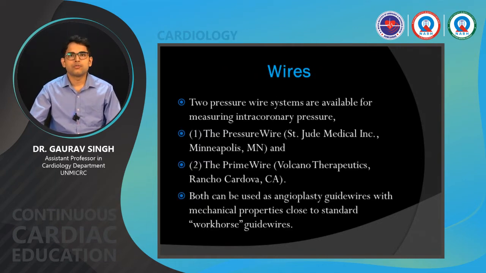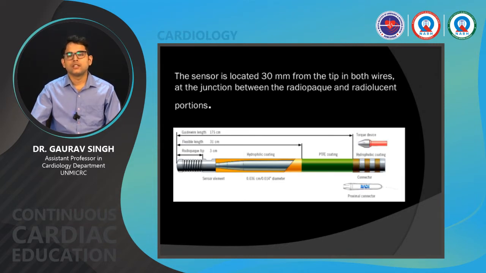So what types of wire are available for FFR measurement? There are basically two types of wire. One is from St. Jude and another is from Volcano. Both can be used as angioplasty guide wires with mechanical properties close to standard workhorse guide wires. The sensor is located 30 mm from the tip in both wires, at the junction between the radiopaque and radiolucent portion.